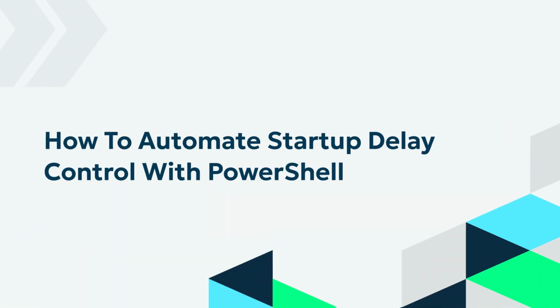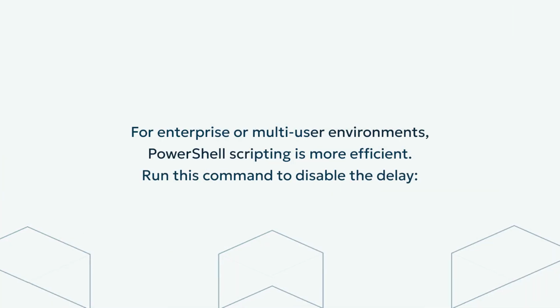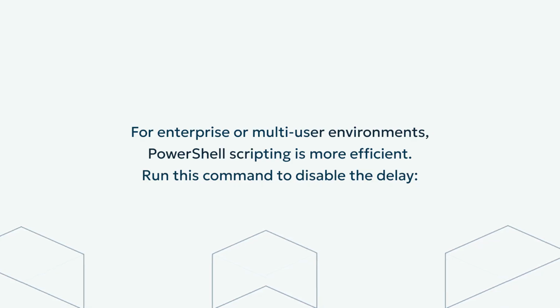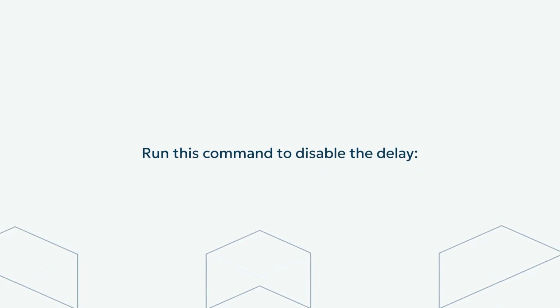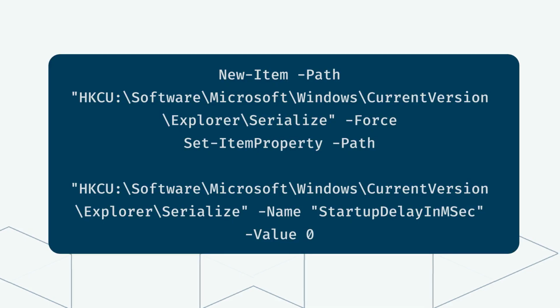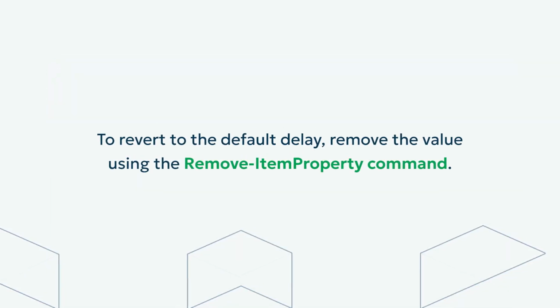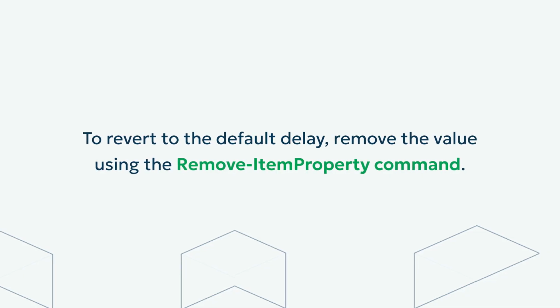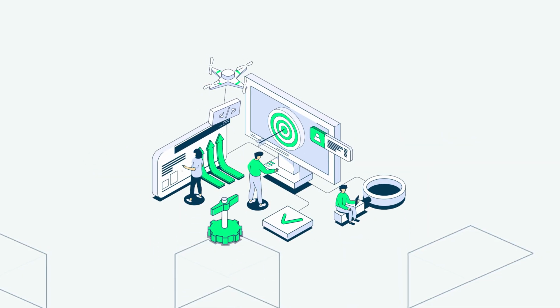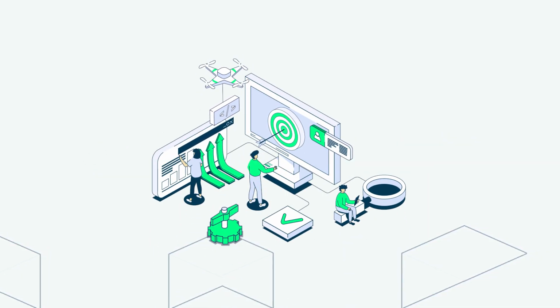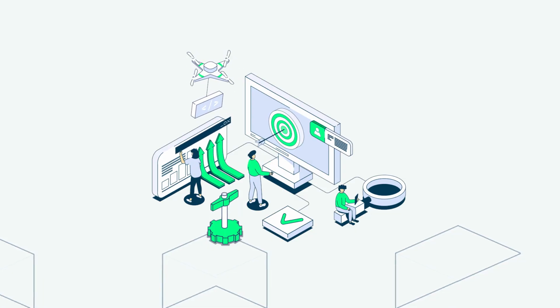How to automate startup delay control with PowerShell. For enterprise or multi-user environments, PowerShell scripting is more efficient. Run this command to disable the delay. To revert to the default delay, remove the value using the Remove-ItemProperty command. This approach lets IT admins automate changes across environments while maintaining consistency.